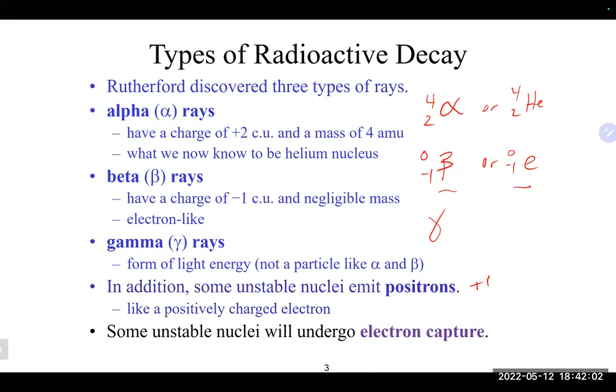Occasionally, there will be reactions where an electron capture will occur. Electron capture is pretty much what it sounds like. An electron on the reactant side basically gets bombarded into something. It hits something and it reacts with it.